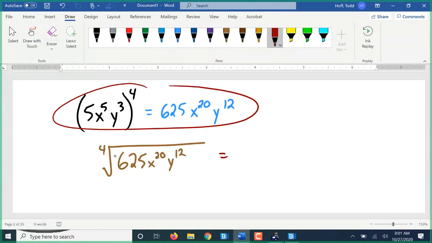The fourth root of 625 is 5. We saw that up here. 5 to the power of 4 is 625. So the fourth root of 625 is just 5. Could also be negative 5, but we're only worried about the positive value here.